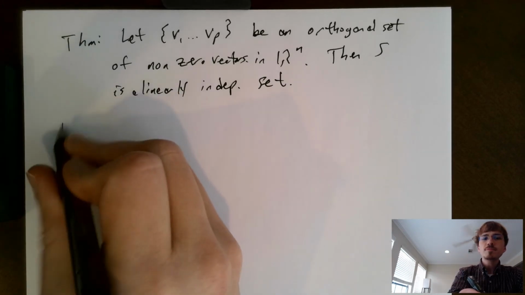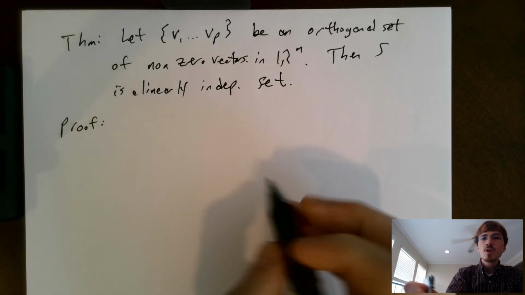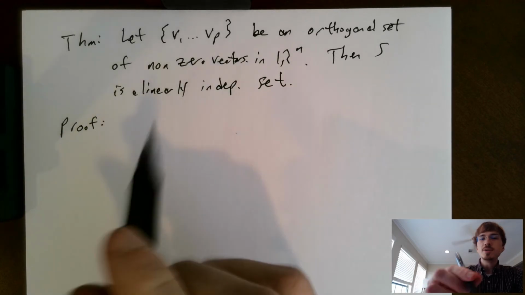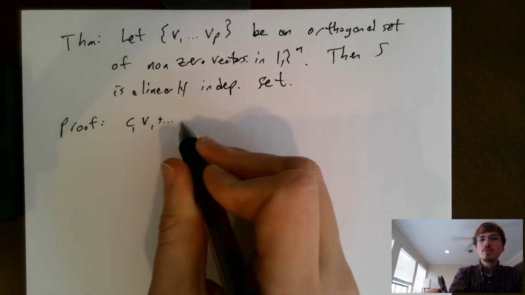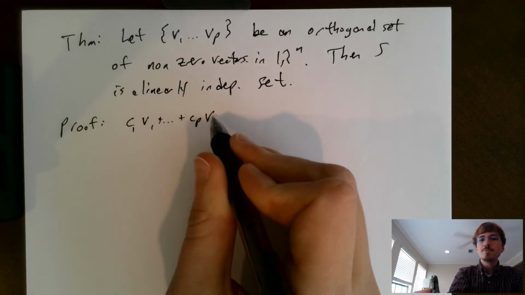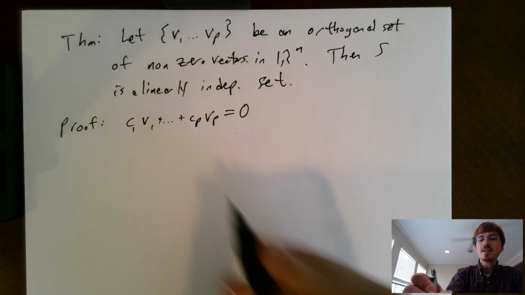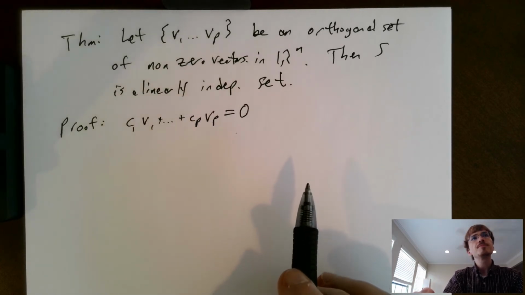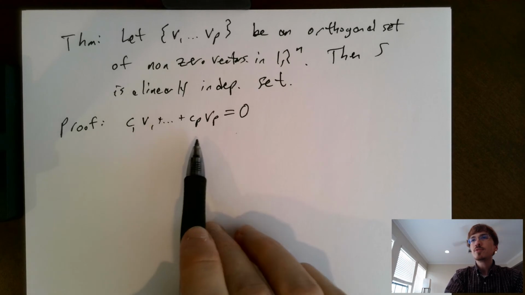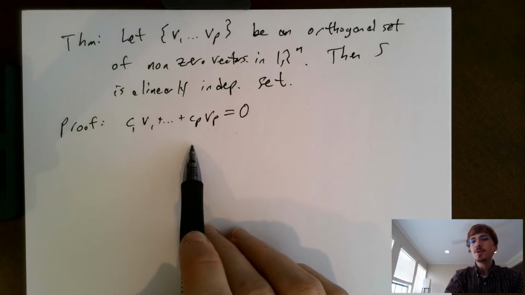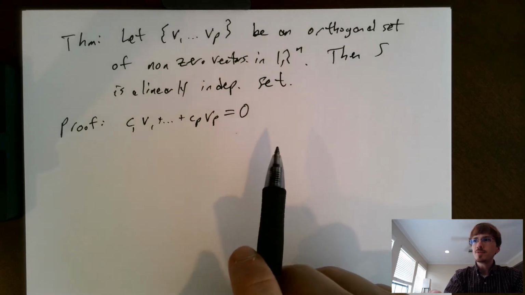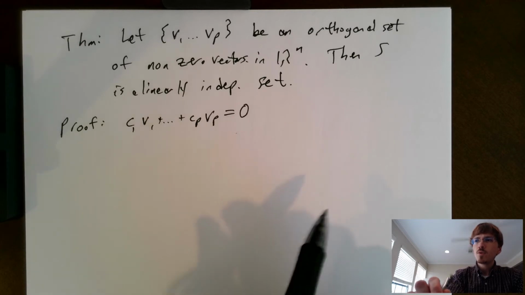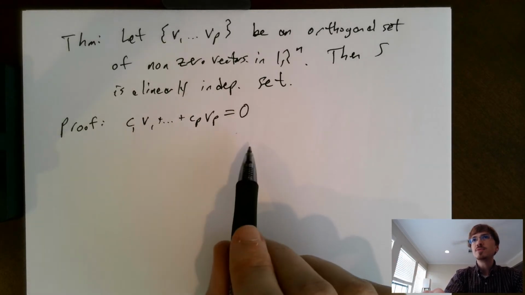All right, let's prove this. Well, we want to show that this set is linearly independent, so let's start off with a linear combination, c1v1 plus all the way down to cpvp. And let's set this equal to 0. And we want to show that c1 through cp must necessarily be 0. Well, at this point, let's use the fact that these are all orthogonal. How do we do that? What happens if we dot both sides with the vector v1?